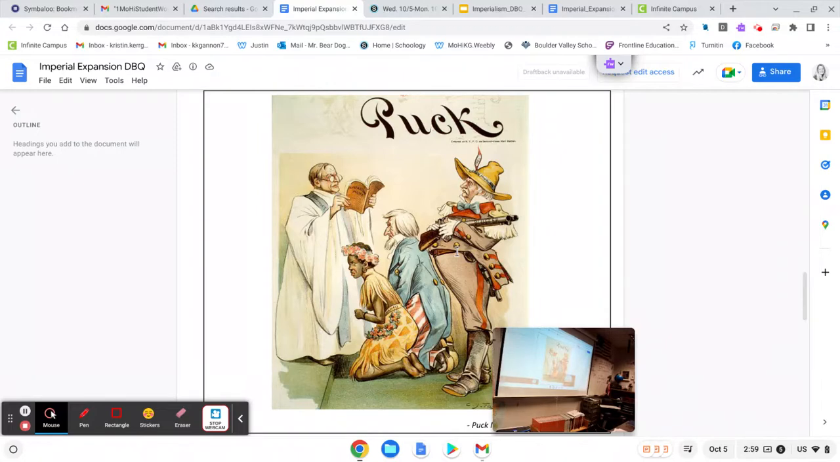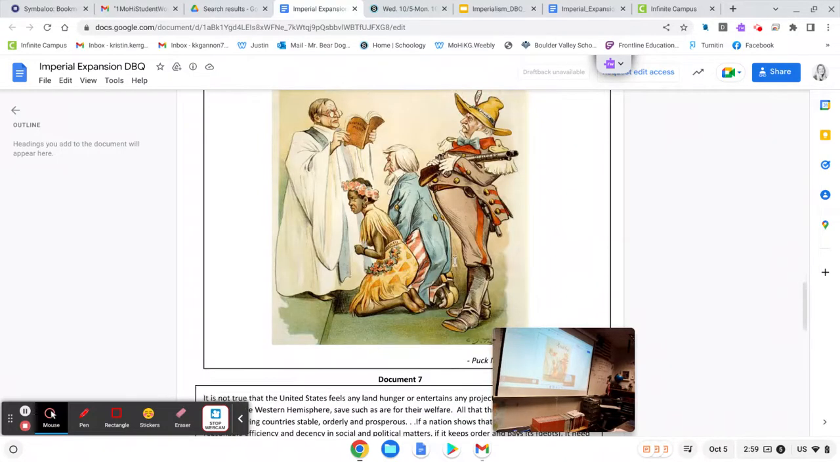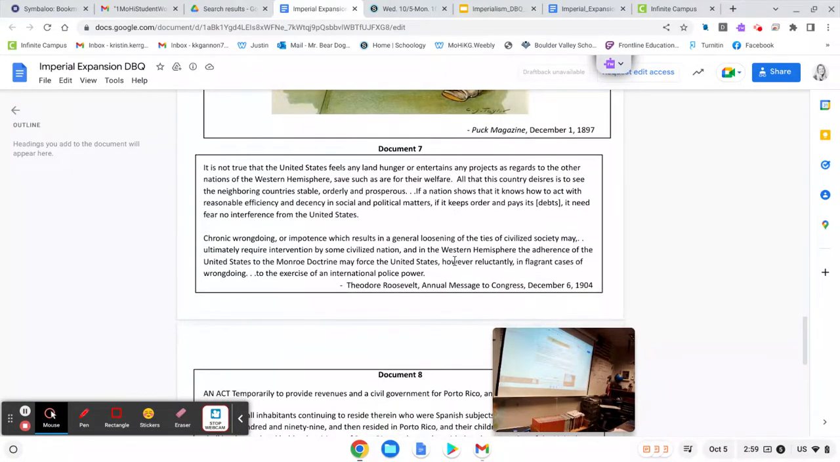Okay, next one. So far, I've been giving you kind of some negative, but thank goodness there's Theodore Roosevelt here in document 7 to go, hooray for the United States. We're doing awesome things. And he's going to show you right here in the second line where he says, all that this country desires to see are stable, orderly, prosperous nations. We are bringing stability, order, prosperity. You cannot argue with that. Go America. That's so awesome.